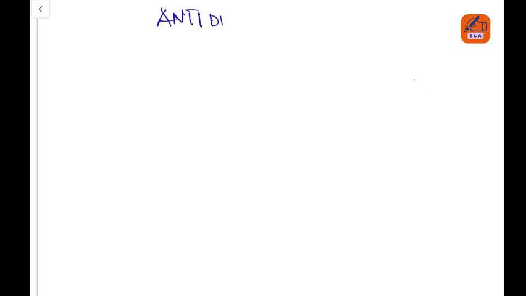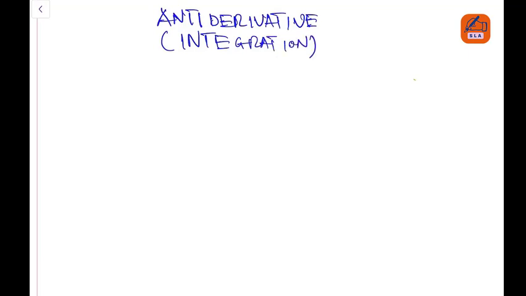Antiderivative. Kwa maneno mengine tunaita integration. Hii ndo ambayo imezoeleka sana. Sasa nini maana ya integration?